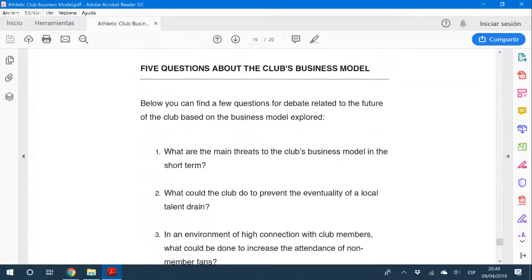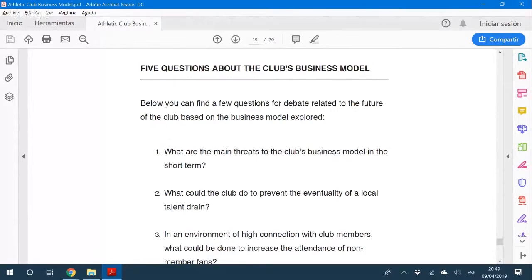As you will see, this club has the philosophy of only hiring and playing with football players that were born in the Basque Country. So this obviously limits a lot the level of competitiveness, and at the same time it also poses a threat in relation to the lack of talent that they may have. This is actually the second question.